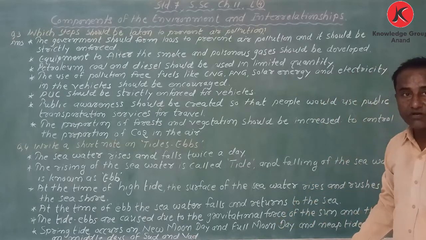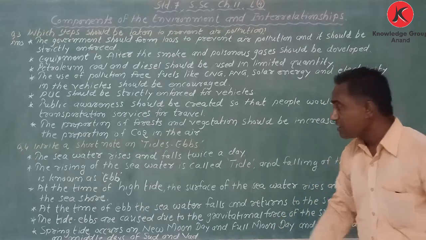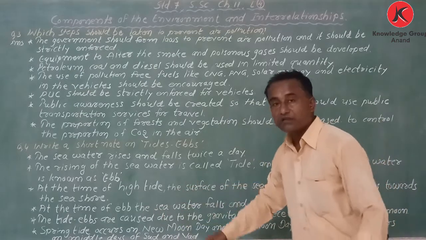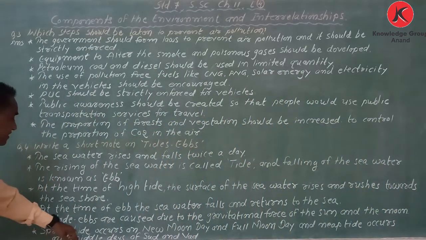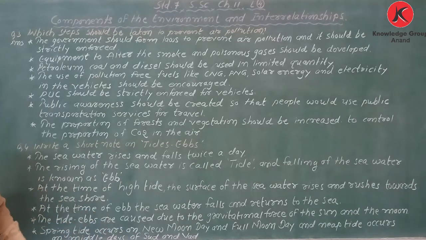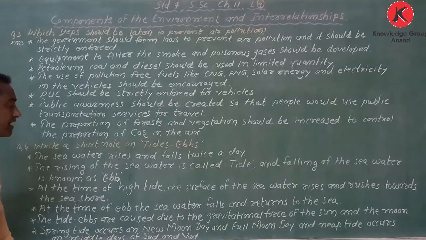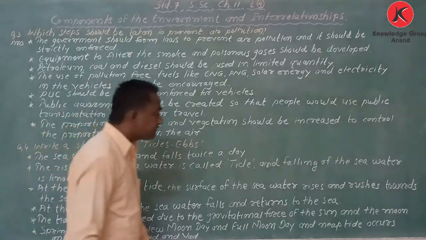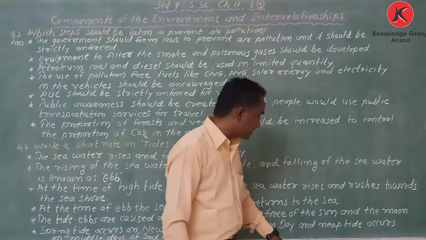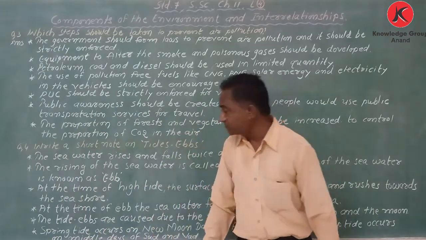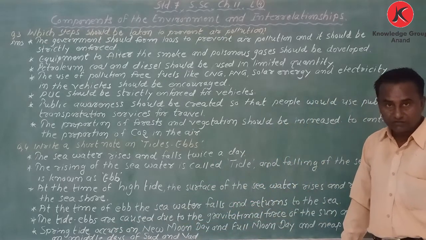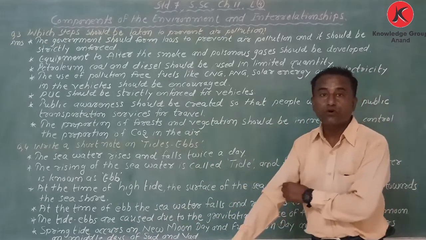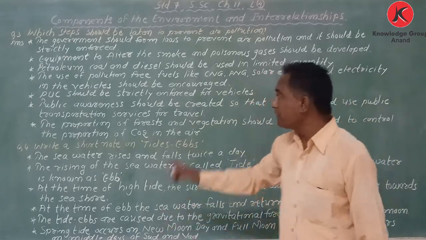Now the most important thing, when does each tide occur? Spring tide is high tide. High tide occurs on new moon day and full moon day. And neap tide is low tide. Neap tide occurs on the middle day of Sud and Vad, meaning on the 7th or 8th day. Got it, my dear students?